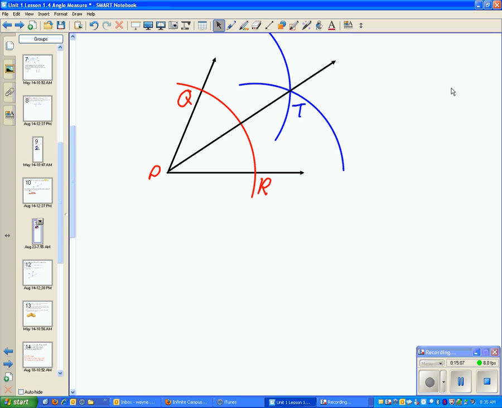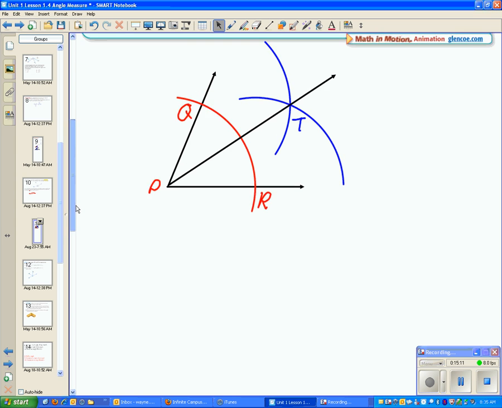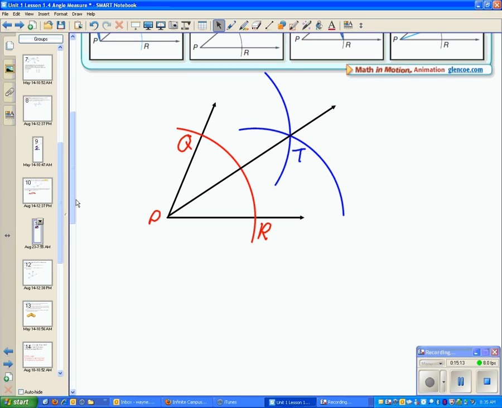Now, that tells us things. And that's all you have to do. You're done with the construction. Now, let me make sure you understand what else it tells us. So we can now call ray PT an angle bisector.